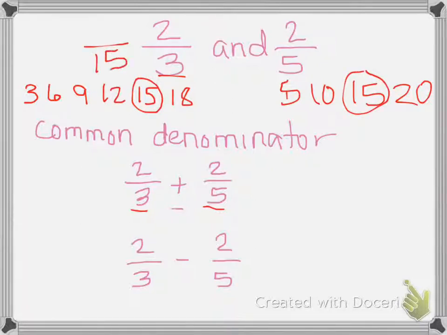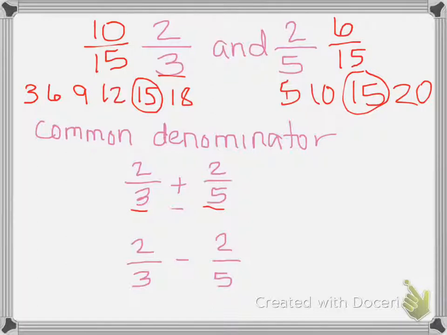Now we have to make sure that we switch our fractions to an equivalent fraction with the denominator of 15. So to get from 3 to 15, it's times 5. 2 times 5 is 10. And then to get from 5 to 15, it's times 3. 2 times 3 is 6.